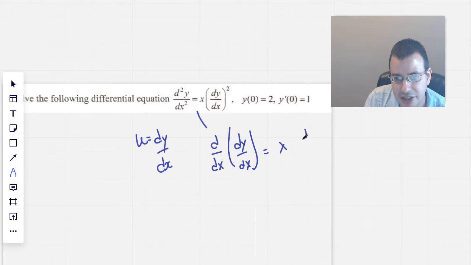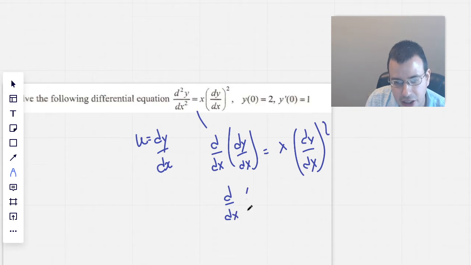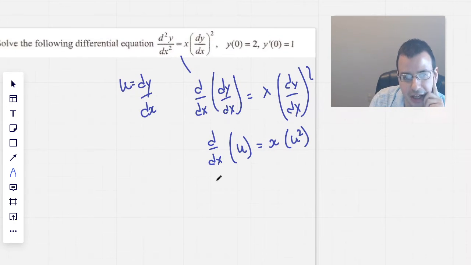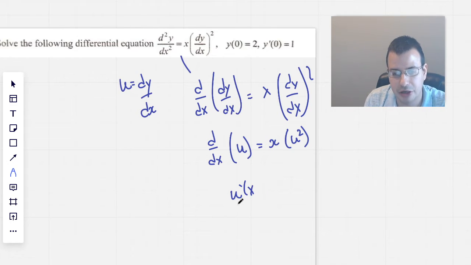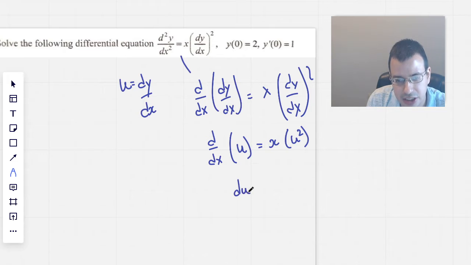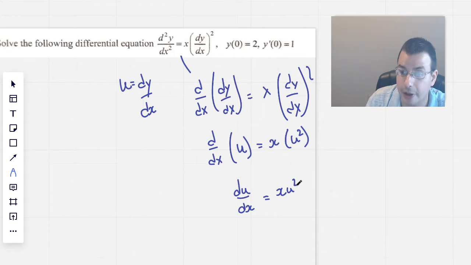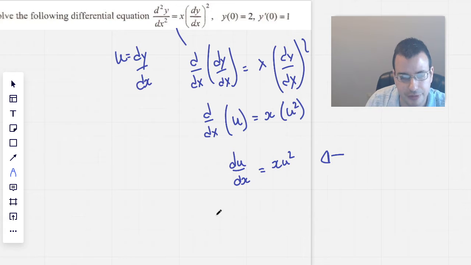And then we still have the x times dy/dx, that's supposed to be a y quantity squared. So then we have the derivative with respect to x of u equals x times u squared. And just to be fancy, I'm going to write this as u prime of x. Nope, not going to do that. I'm going to write this as du/dx equals x times u squared. So now this is going to be our first order differential equation that we're going to solve.